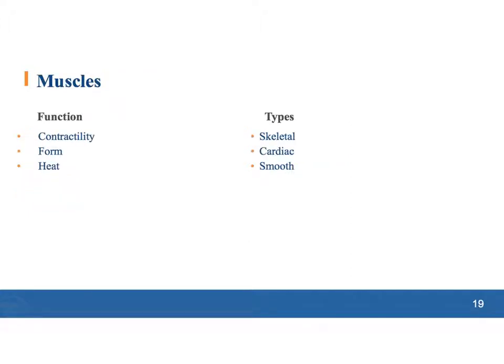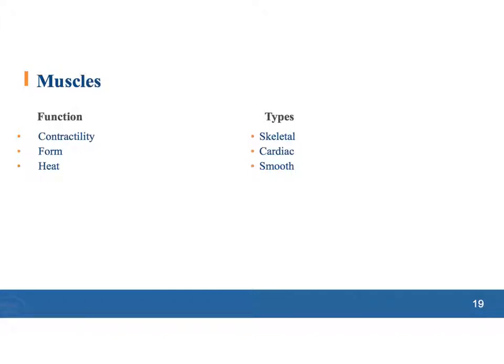Muscles have the property of contractility. They also provide form and produce heat for the body. There are three types of muscles. Skeletal, also called striated. These muscles are going to help move the skeleton. They are attached to the skeleton by tendons.